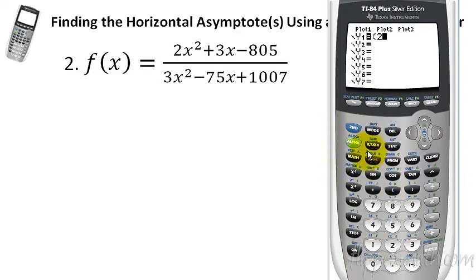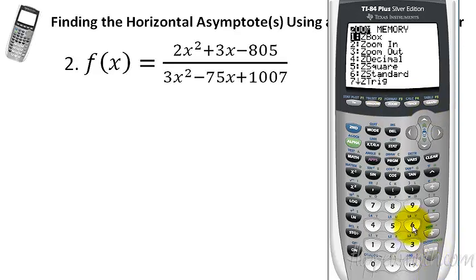So we have 2x squared. For x squared, I just do x times x. It's easier and faster for me. It's okay if you want to do the x squared yourself on the calculator, but I like that one. Plus 3x minus 805, and I'm double checking to make sure that I put the whole thing in parentheses. That's the numerator. Divide by, and open up the parentheses, 3x squared, minus 75x, plus 1007, and close the parentheses, enter, and there I've got it in.